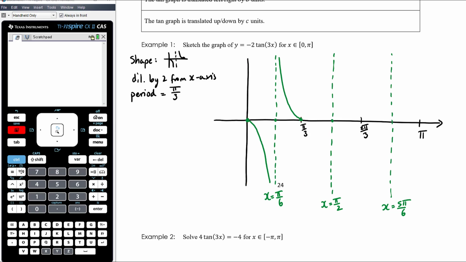I'm going to get rid of that. That was my first period, and now I should just be able to repeat. So my graph is now going to continue down this way. So I should be seeing the same shape here and here.